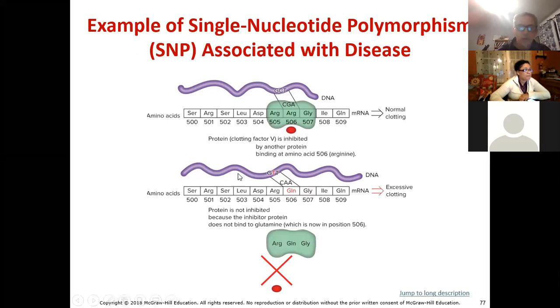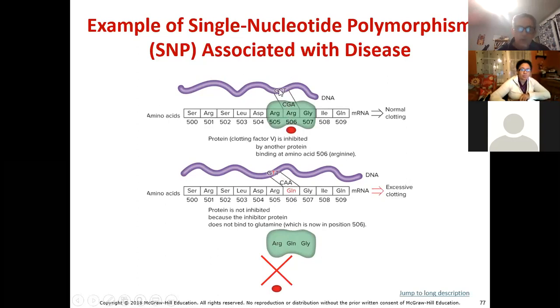Examples of single nucleotide polymorphisms associated with disease. There's this protein, blood clotting factor 5, that is inhibited by another protein. And so if you have normal clotting, you would have the arginine glycine. Here, what happened is the person, instead of having this arginine here, has a different amino acid, I forget which one. And they get excessive clotting because of that single difference.